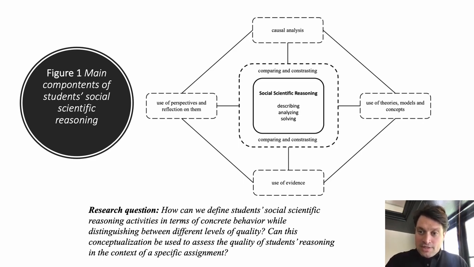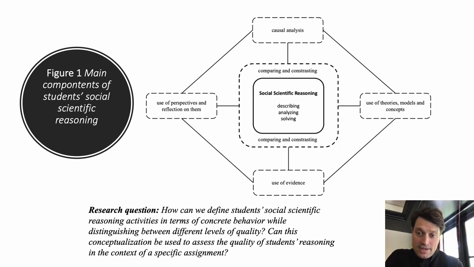While similar components of reasoning exist in other subjects like history and civic education, social scientific reasoning has its own unique aims and contents. However, empirical insights on the levels of social scientific reasoning about causes, consequences, and the effectiveness of solutions are still limited. The research questions for the study aim to define students' social scientific reasoning activities in concrete terms, distinguish different levels of quality, and develop rubrics to assess students' reasoning. The study aims to validate this conceptualization and assess the quality of students' reasoning in a specific assignment.